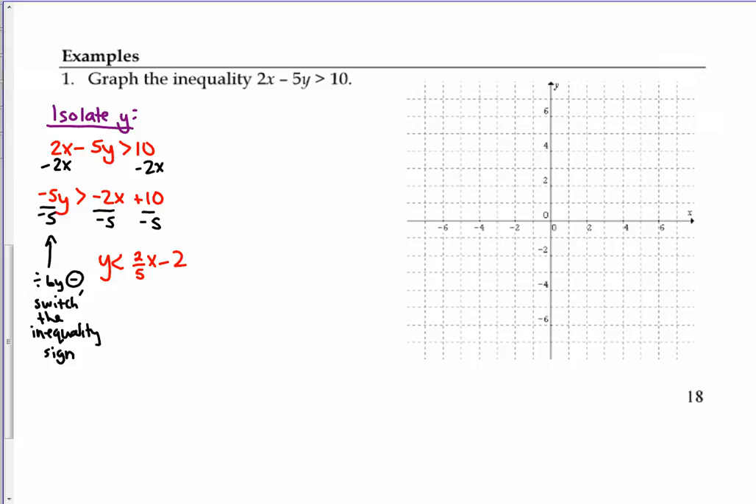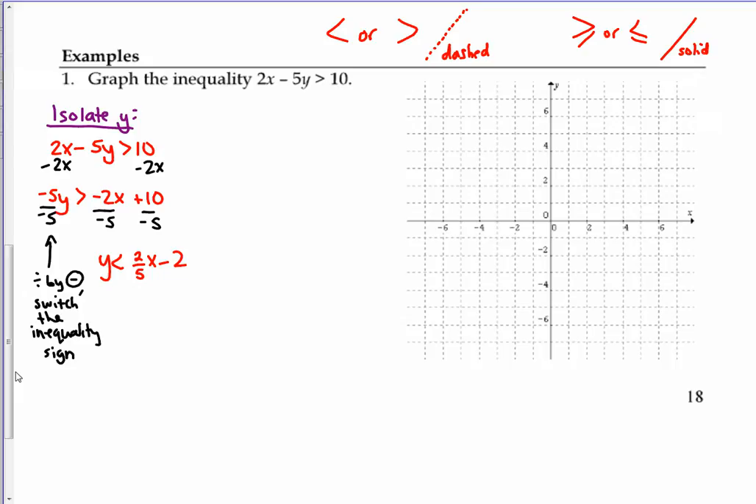Now, there is a difference between less than and less than or equal to. If we're graphing a less than or a greater than, it's going to be a dashed boundary. Only if it's greater than or equal to, or less than or equal to, will it be a solid boundary line. So that's how we distinguish between them. So let's graph our boundary line.